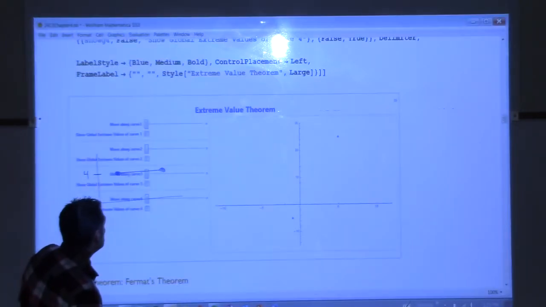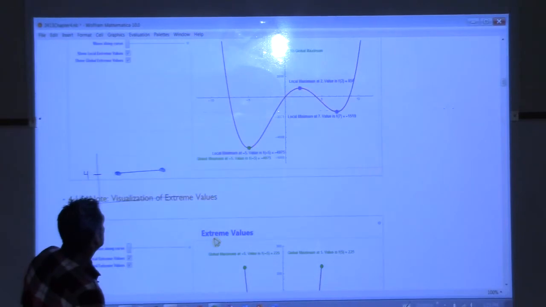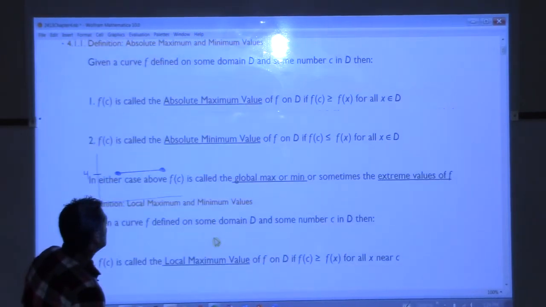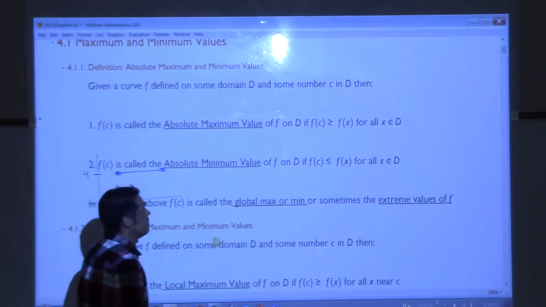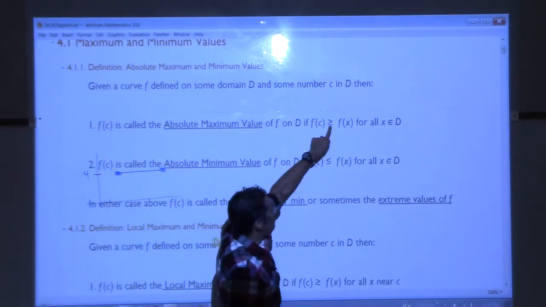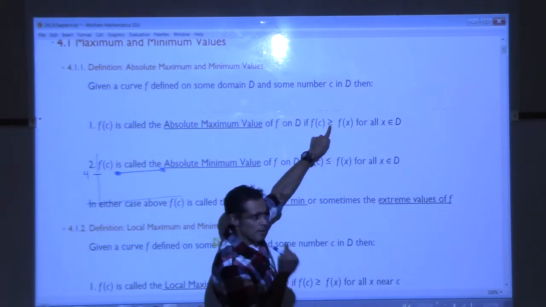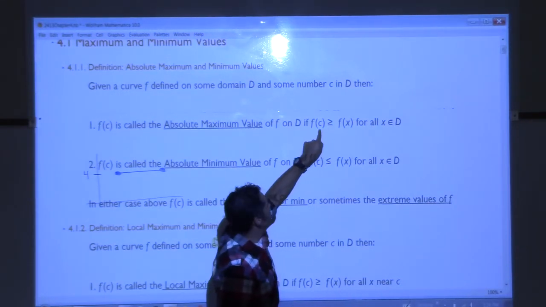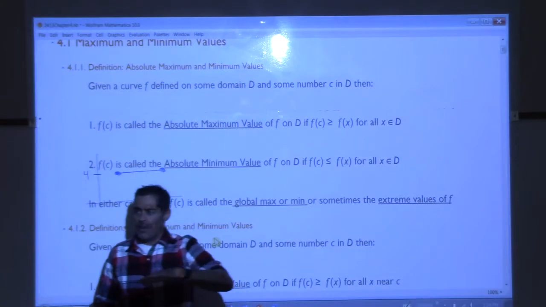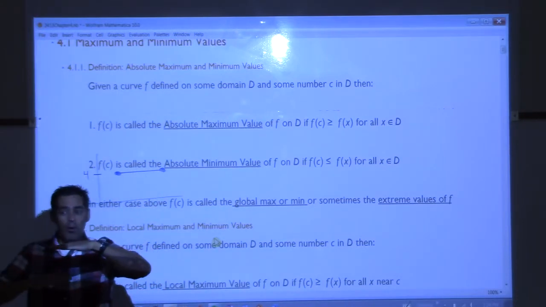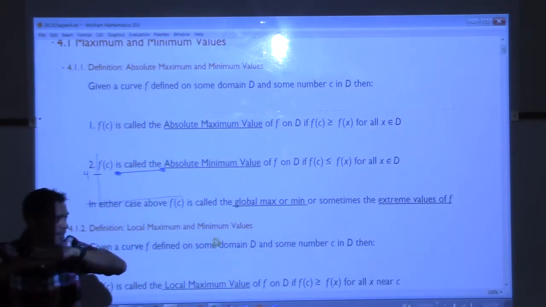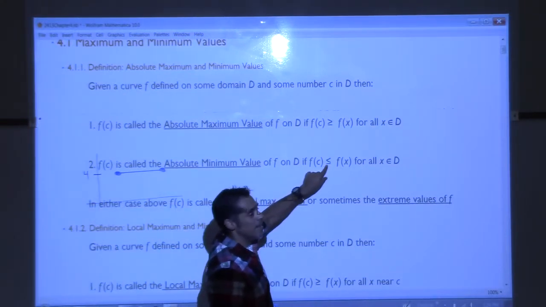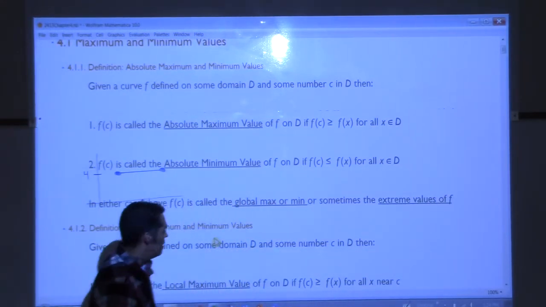So let's go back and look at the definition real quick of global. In this definition there's a very important piece to it, and it's that right there underneath that inequality symbol, that little bar, right? That means greater than or equal to. So this means that to be a global max, you have to be higher than or equal to every point in the domain. And this means you have to be lower than or equal to every point in the domain.